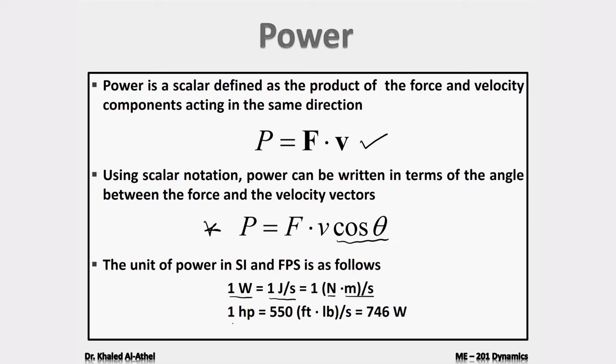And here's the conversion. 1 horsepower equals 550 foot-pounds per second if you are using British units, and it equals 746 watts if you are using SI units.